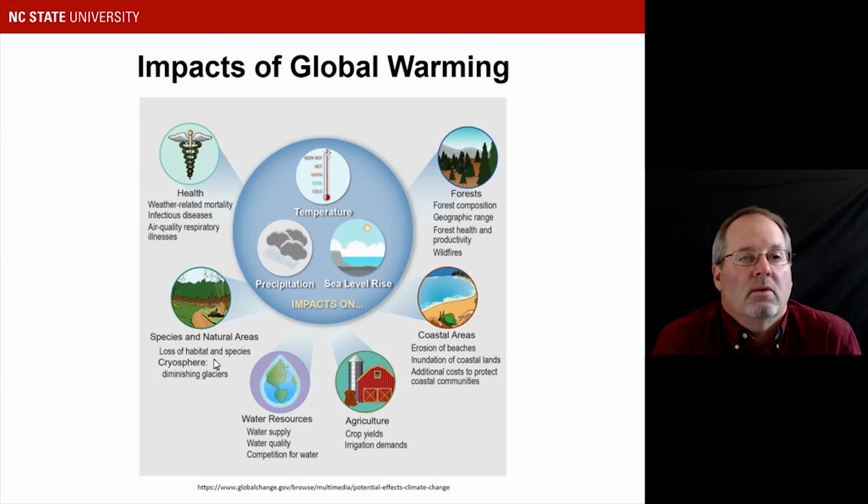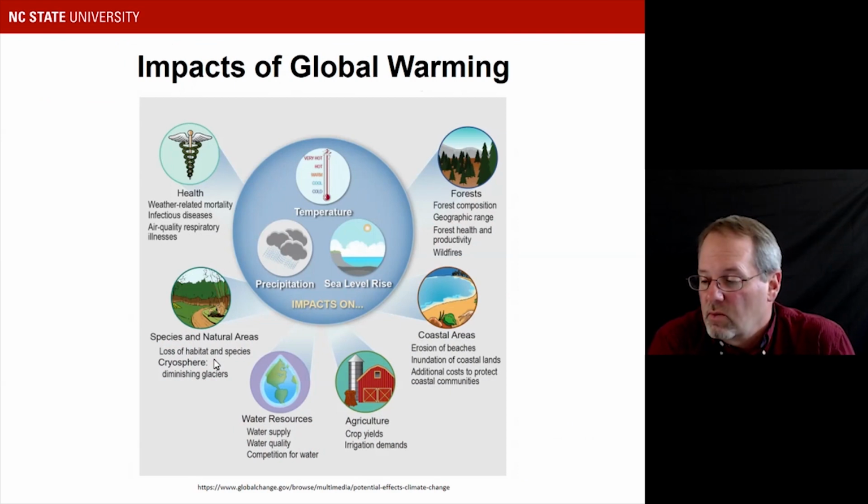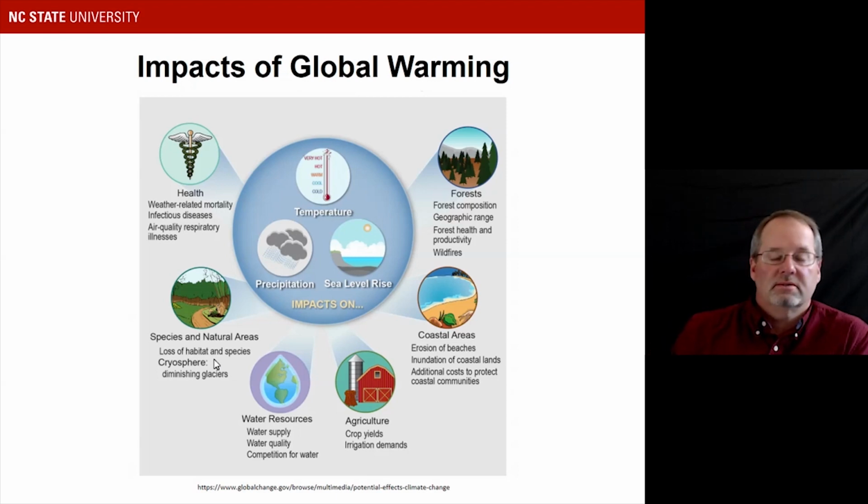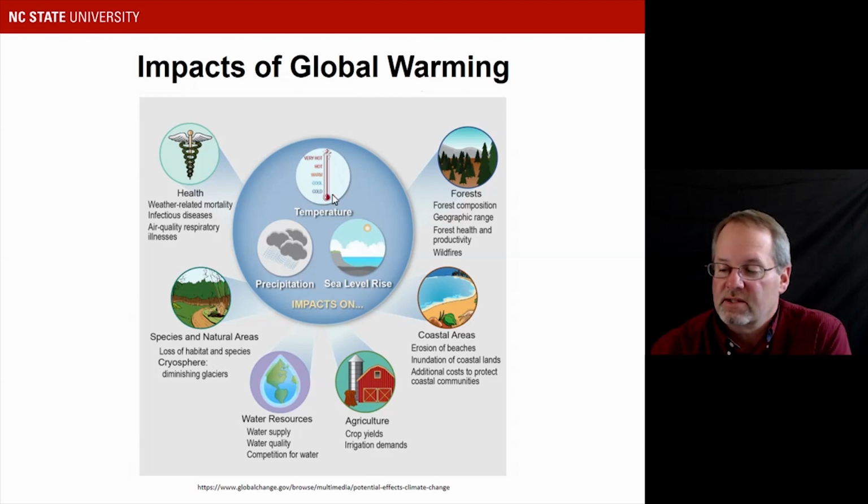Okay, so why do we care if the Earth is warming up? The global warming potential not only indicates that we're going to have higher temperature, but it's going to affect precipitation and sea level rise. So those are significant impacts. All of these things can have impacts on health, wildlife, health of the forests and coastal areas, and our agriculture. And then our water resources all can be impacted in a positive or negative way by global warming.